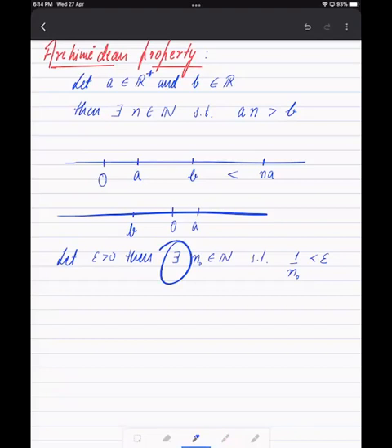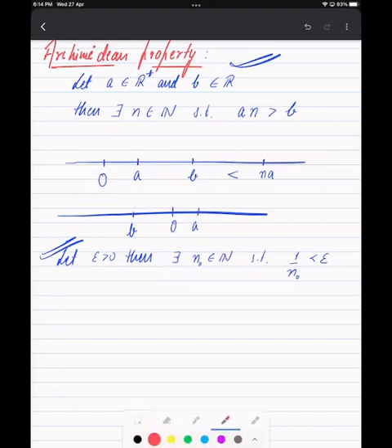Let's say you have chosen a natural number 86, for 86 it is true. So I'm saying for every natural number above 86 it will be true. 1 by 87, 1 by 88, 1 by 89 will be less than epsilon. So this is an intuitive idea. If I want you to show this, I'm also telling you to use the Archimedean property.